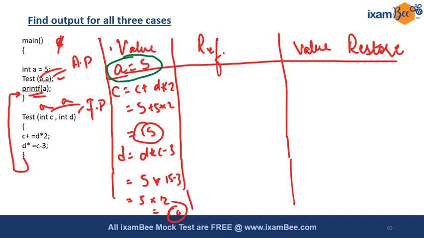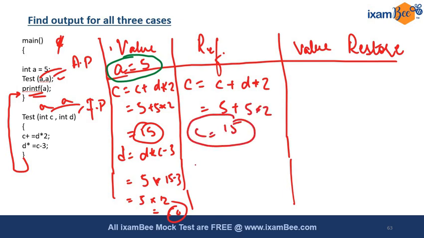Now let's do it by call by reference. When we are going to do the same thing by call by reference, let's say c equal to c plus d multiplied by 2. So it will be 5 plus 5 multiplied by 2, and it will be 15. So the value of c is 15. Then we are going to manipulate the value of d equal to d multiplied by c minus 3.